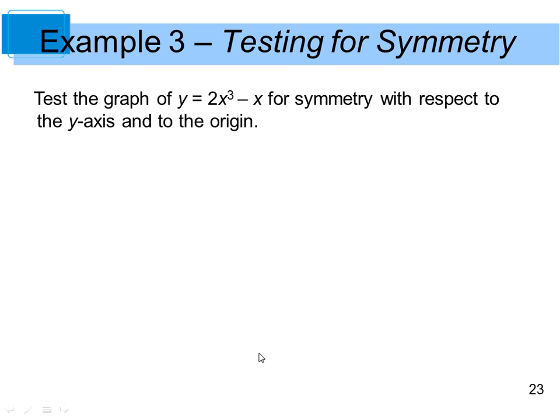So all I've done so far is replaced x's with negative x. This first term becomes negative 2x to the third, and then plus x. Compare that to what we started with. Obviously, they're not the same. So what does that mean? It's not symmetric to the y-axis.